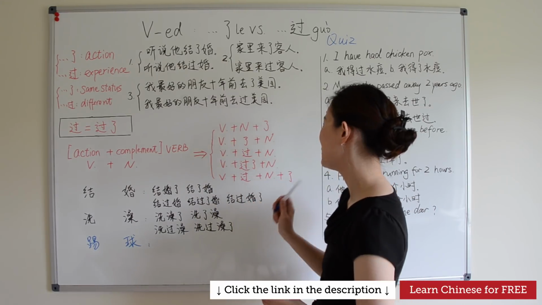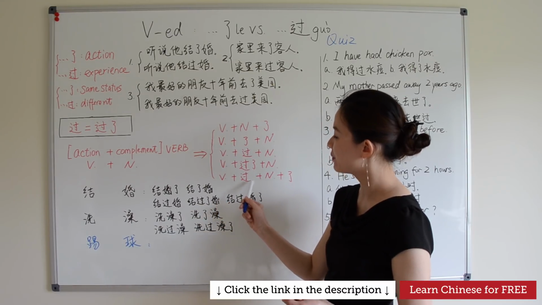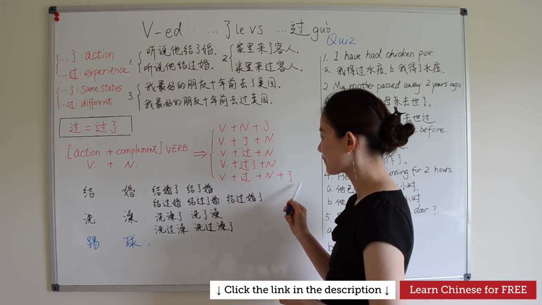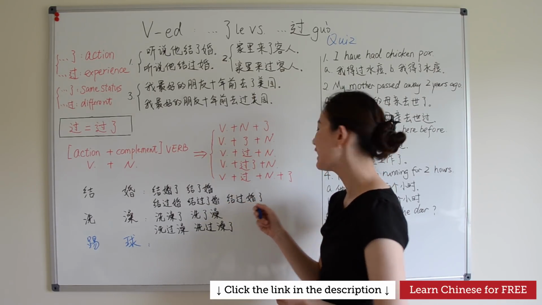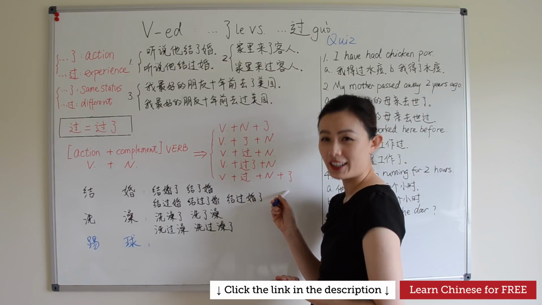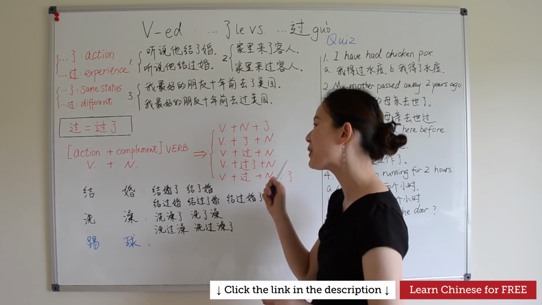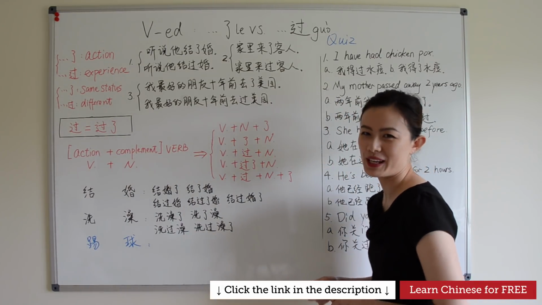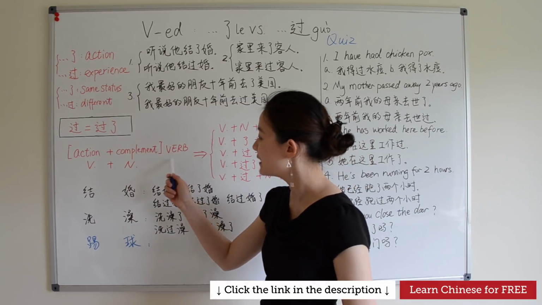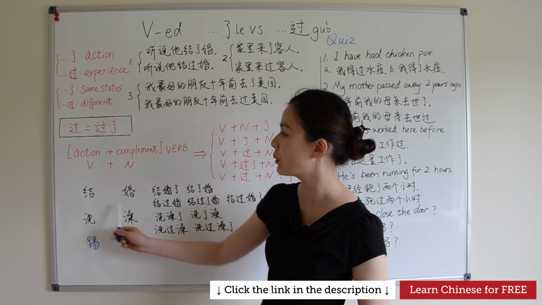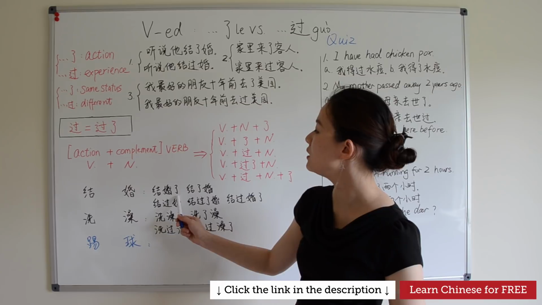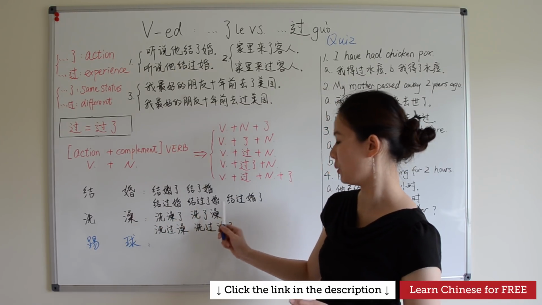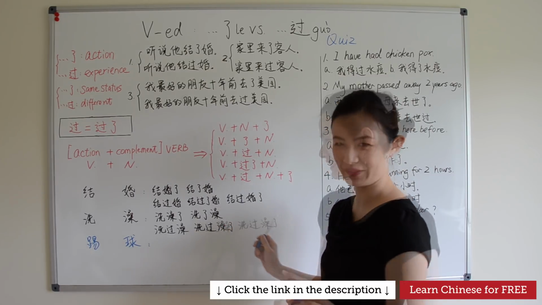Or you can say 结过婚 and 结过婚了. So you put the 过 in between and end with the 了. So here are the 5 ways to describe something that happened in the past with this type of verb. So we have 结婚, we can say 结婚了, 结了婚, 结过婚, 结过了婚, and 结过婚了.